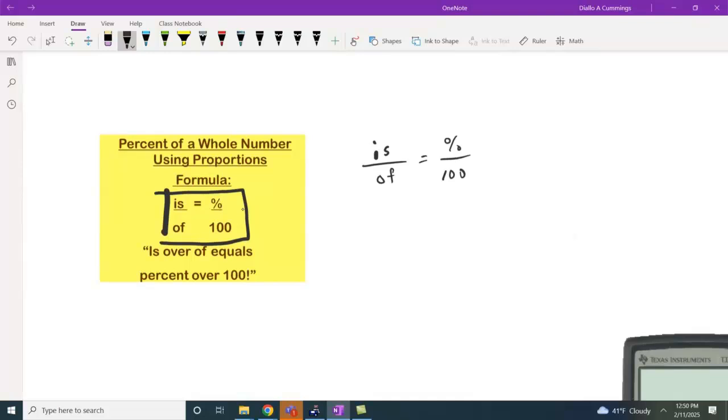This is also equal to the part over the whole is equal to the percent over 100. If you think about a fraction, a fraction is the part over the whole, or the part over the base, is equal to some percentage. So this in essence is the same exact formula.